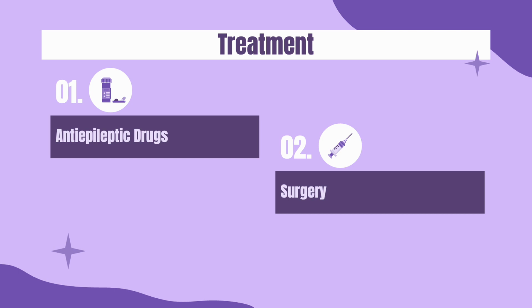But often seizures are too severe to be controlled with these drugs, and so in the case of life-threatening seizures, sometimes surgery is required. So doctors will remove parts of the brain that are causing the seizures in order to attempt to solve the problem completely.